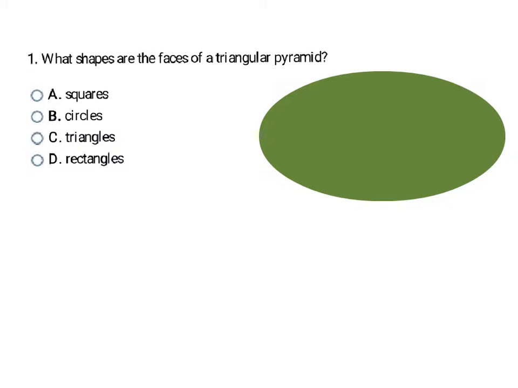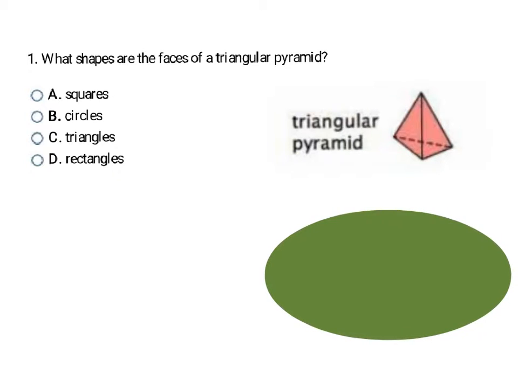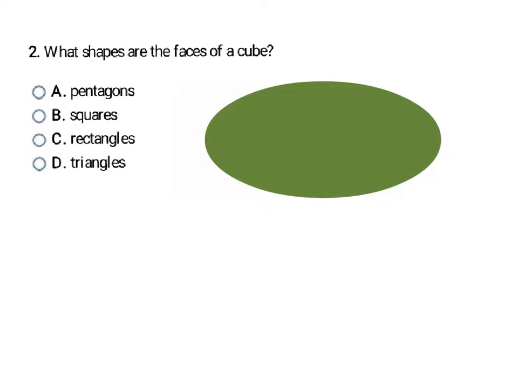So this question asks, what shapes are the faces of a triangular pyramid? So you're going to need to be able to pull up a picture of what a triangular pyramid is. And you should, in your mind, be able to picture something that looks like this. So the faces are the flat sides. And if I look, these are all triangles. So all of the flat sides are a triangular shape. So my final answer here is going to be C, triangles.